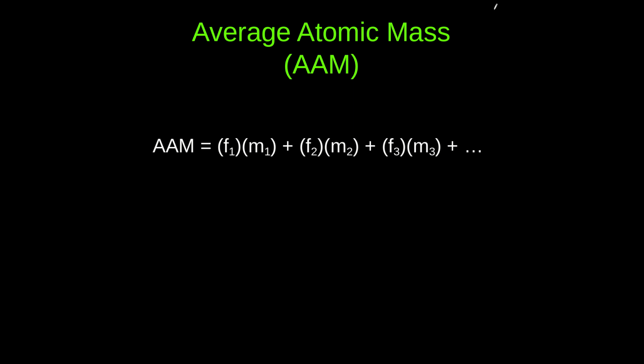It says that the average atomic mass of an element is equal to the fraction of the sample that's isotope 1 times the mass of isotope 1, that's the F1 and the M1, plus the fraction of the element that's isotope 2 times its mass, and so on. F2, M2, F3, M3. Okay, so memorize this equation.